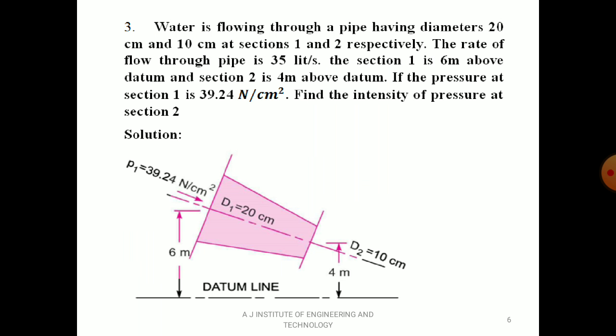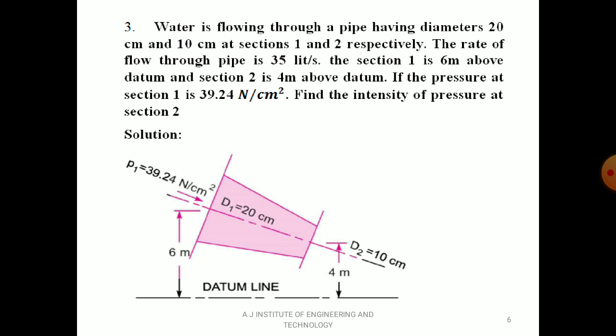Now moving to the third problem. Water is flowing through a pipe having diameters 20 centimeter and 10 centimeter at sections 1 and 2 respectively. The rate of flow through the pipe is 35 liter per second. Section 1 is 6 meter above datum and section 2 is 4 meter above datum. If the pressure at section 1 is 39.24 Newton per centimeter square, find the intensity of pressure at section 2. So we are supposed to find the pressure at section 2, that is P2.